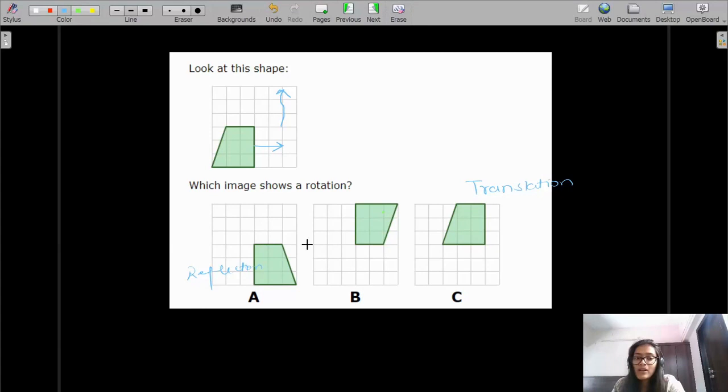So even by elimination, we know that this has to be the case of rotation, but let's look at this. How is this a rotation? So this has been first rotated like this and then like this. So this is the case of rotation. So option B is correct.